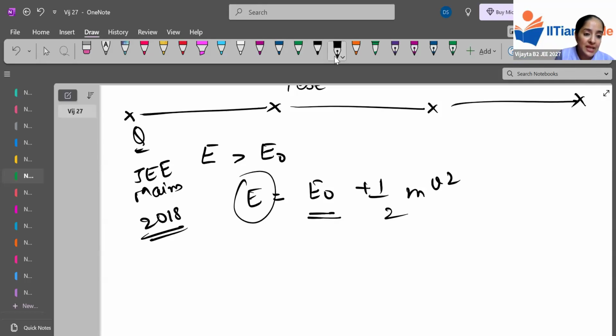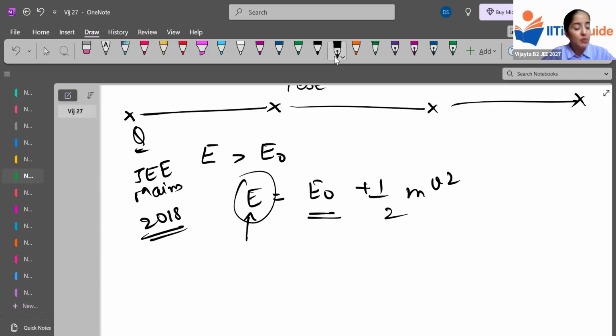If energy E has been supplied, you can write the question. If energy E is supplied in a photoelectric experiment, which is greater than E naught, and we do not wish that the electron gains kinetic energy, what can be done?